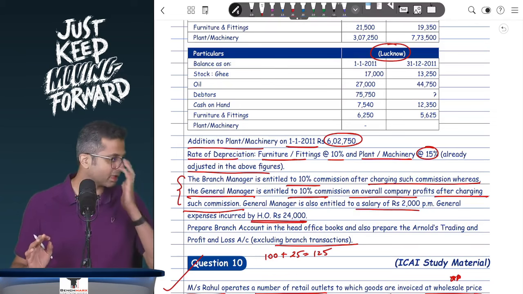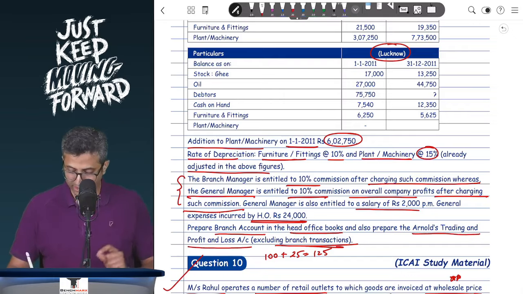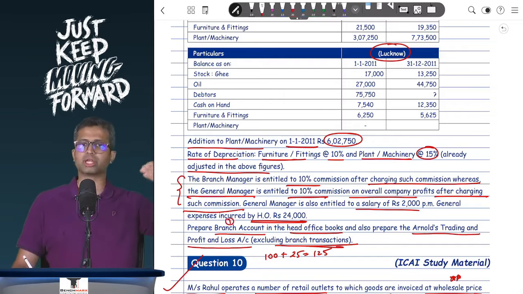It's a very different thing that is asked over here. Prepare the branch account in the head office books, and also prepare Arnold's trading and profit and loss account excluding branch transactions. So there are two things. First is you are going to prepare the branch account. It is like the branch debtors method.